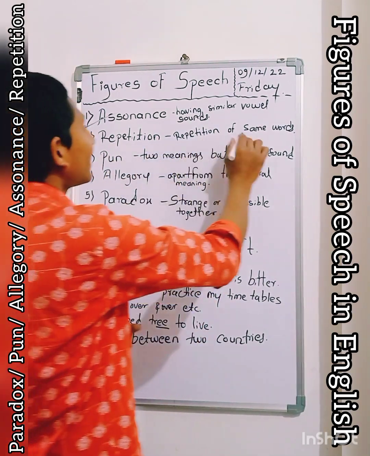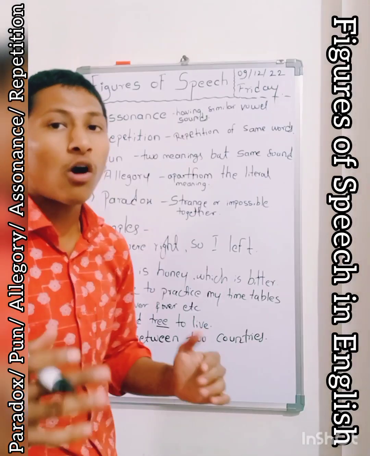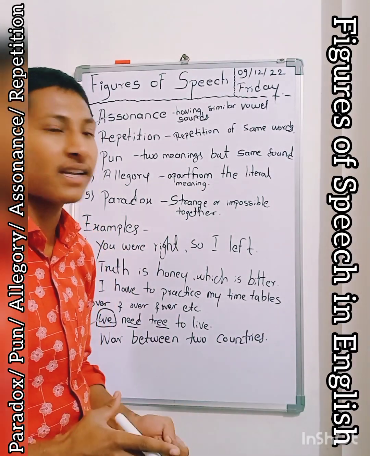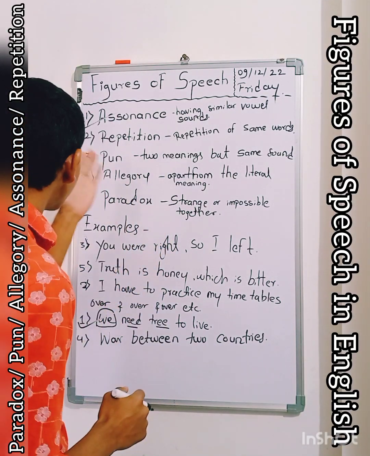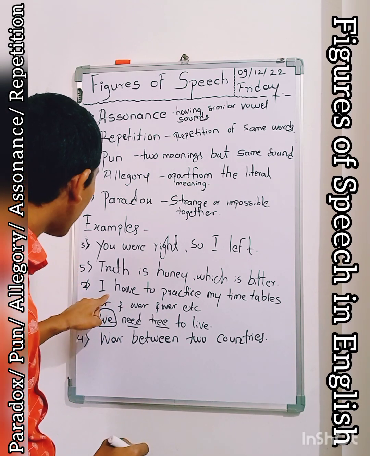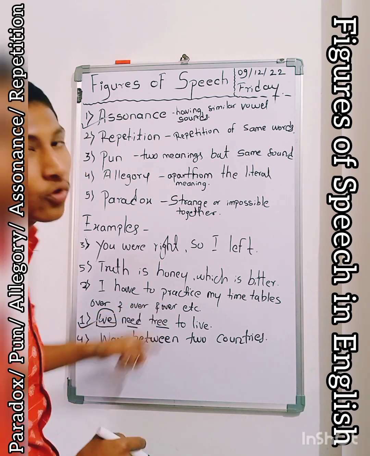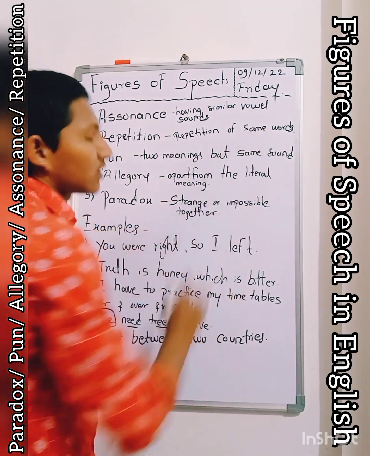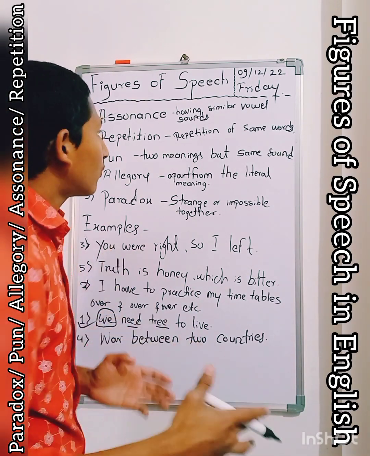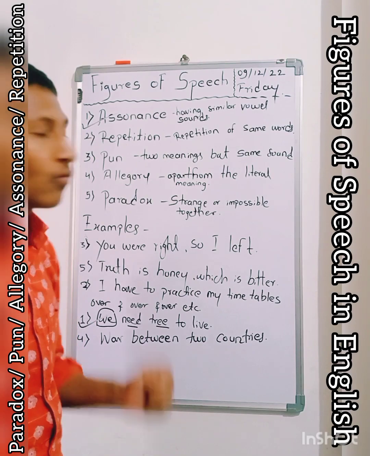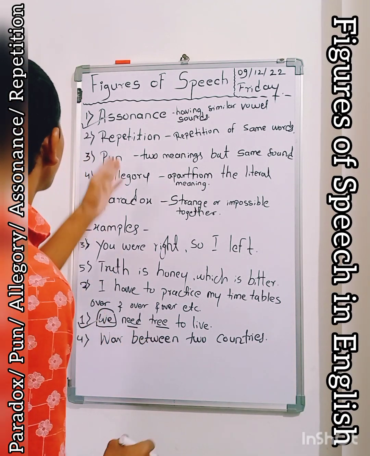Repetition is nothing but the repetition of the same words throughout the verses, poetries, lines or stanzas. The example of repetition is: I have to practice my timetables over and over and over. That is the repetition of the same words throughout the verse, stanza or lines.